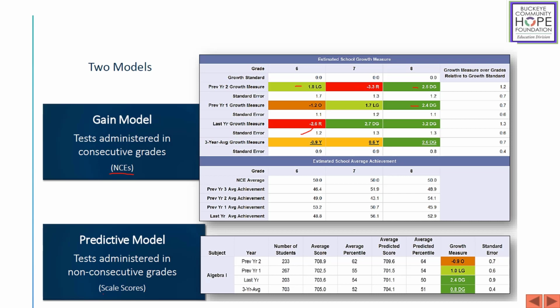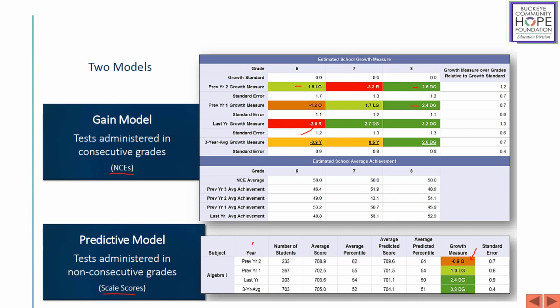The predictive model uses a predicted scaled score to determine the gain or the lack thereof. So as we look at the model, for example, 2 years ago, in this one we see a negative 0.9, so this group of students dropped from their predicted score. So as we look across, we see in this report the number of students.